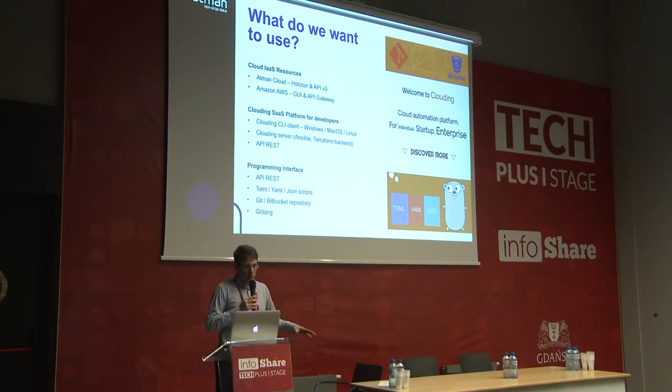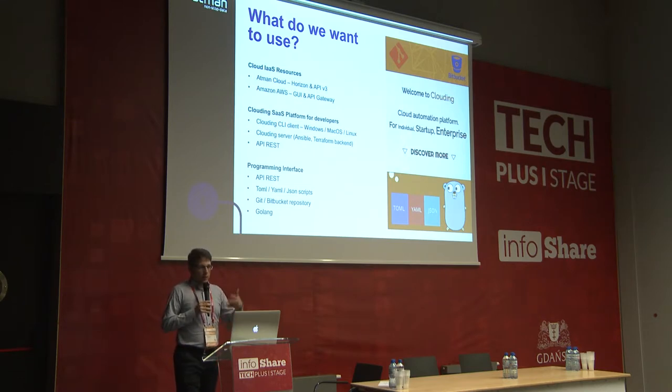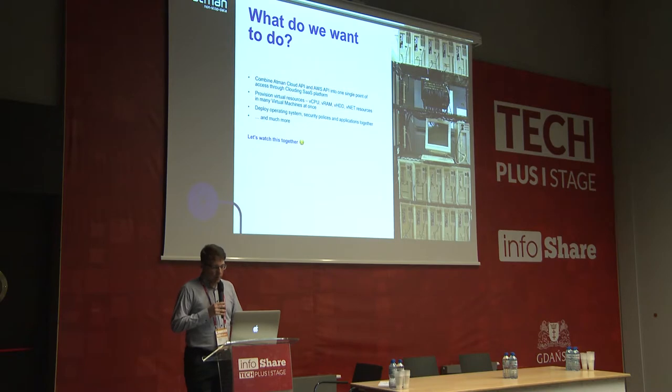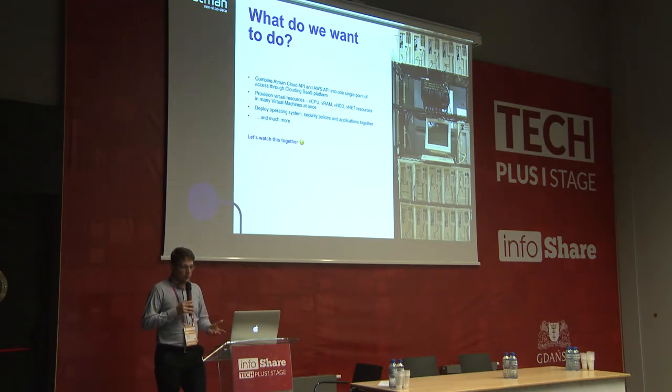Integrate that particular platform with a Git or Bitbucket repository as well, to put changes from our development or stable repository into that particular environment. This operation is possible as well. So let's combine the APIs of two clouds, OpenStack-based and Amazon cloud, into one place.